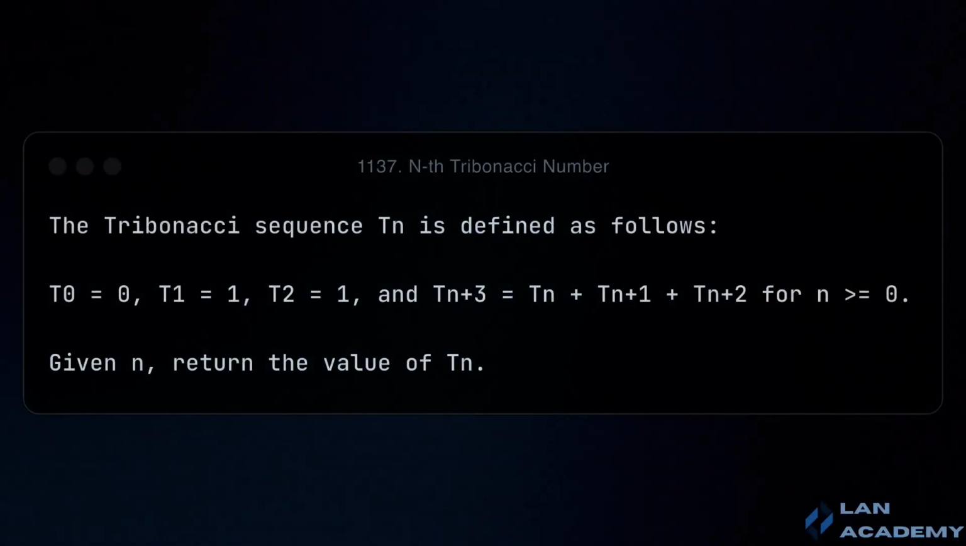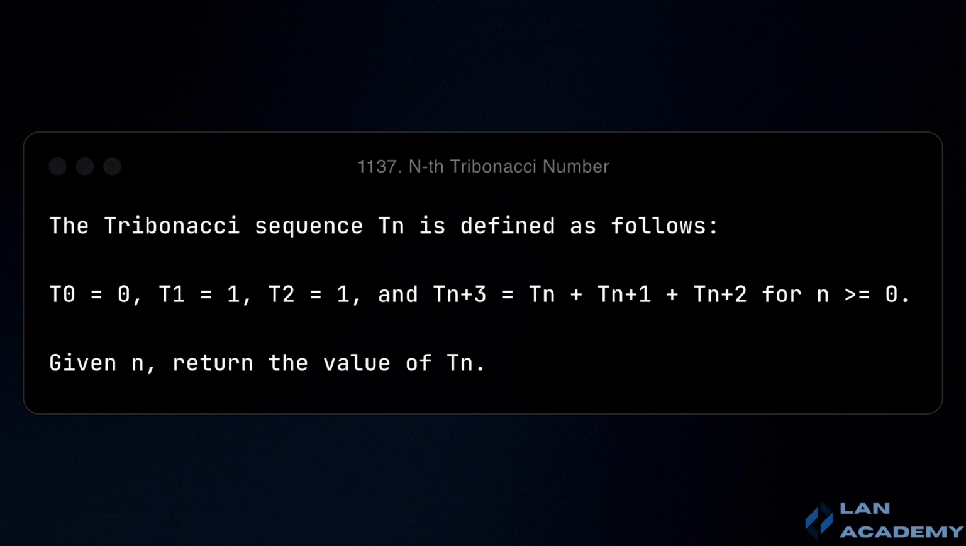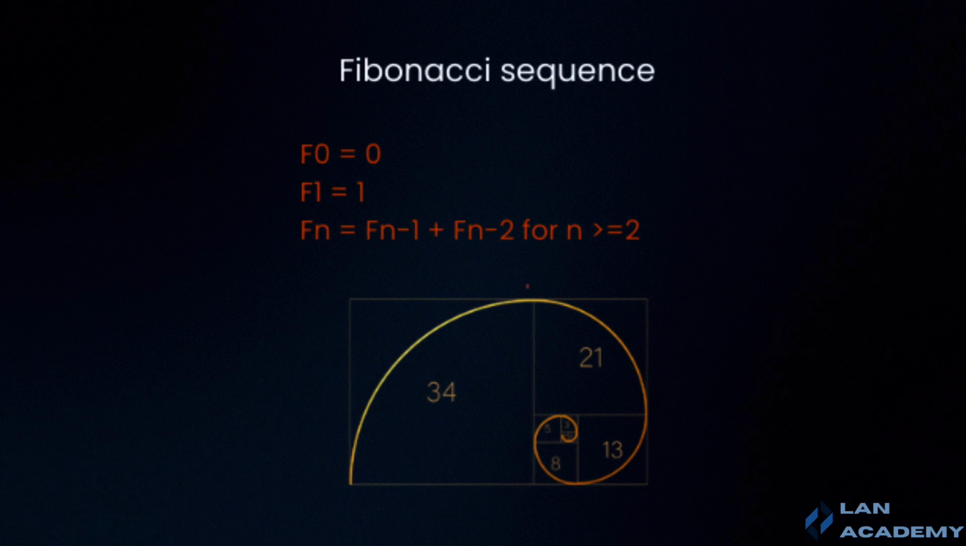The nth Tribonacci number problem is closely related to the well-known Fibonacci sequence problem, but with a slight twist in the formulation. While the Fibonacci sequence is a series where each term is the sum of the two preceding ones, the Tribonacci sequence extends this concept by summing the three preceding terms to generate the next number in the sequence. To understand the difference, let's first recall the Fibonacci sequence, which is mathematically defined as follows.